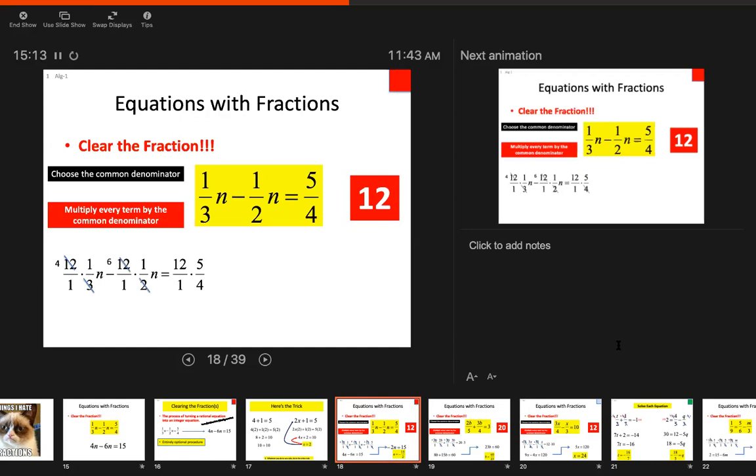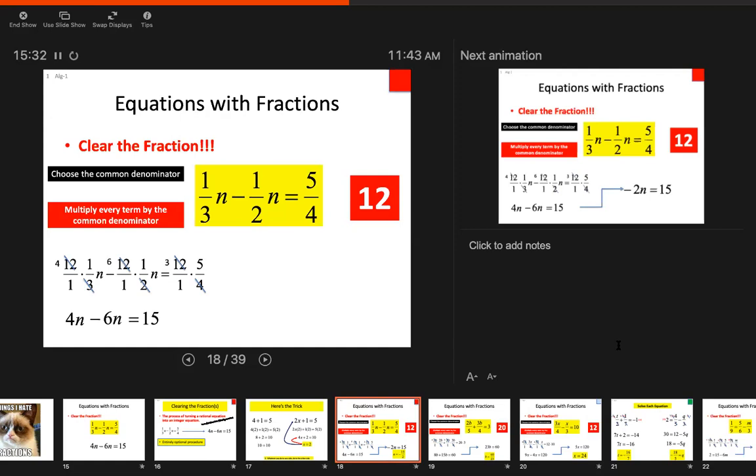12 times 5 is 60, divided by 4 is 15. Or, let's reduce this: 4 goes into 4 once, 4 goes into 12 three times, and 3 times 5 is 15. This is where we got that from. And you're like, well, that looks like a lot of math, how does that make my life easy?